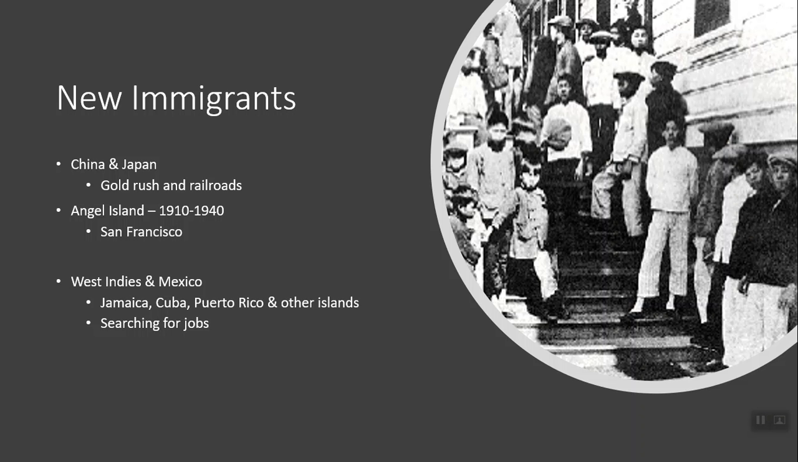We also had immigrants coming from China and Japan. They were participating in the gold rush and on the railroads, and they came through Angel Island. So Angel Island was off the coast of San Francisco.